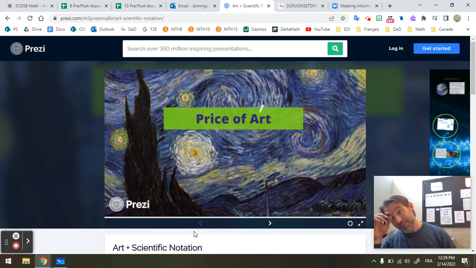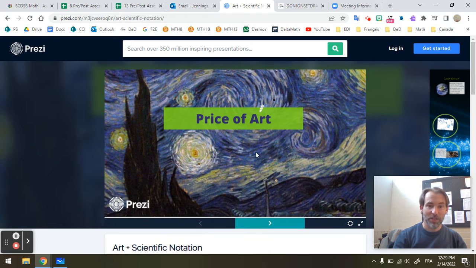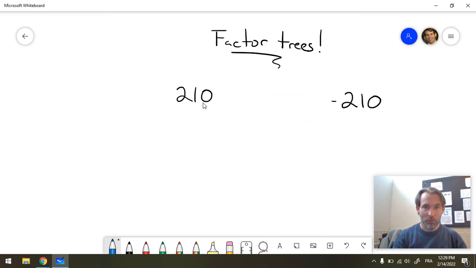Here's what we were working on today. We were not working on the price of art, but I'll show that to you in just a moment. We were working on factor trees. Factor trees are something we can do to integers.